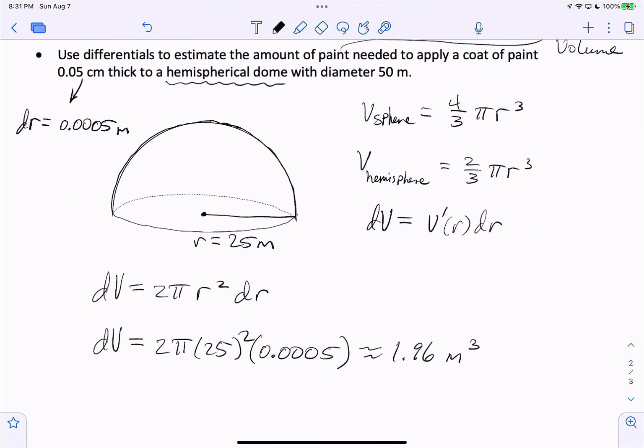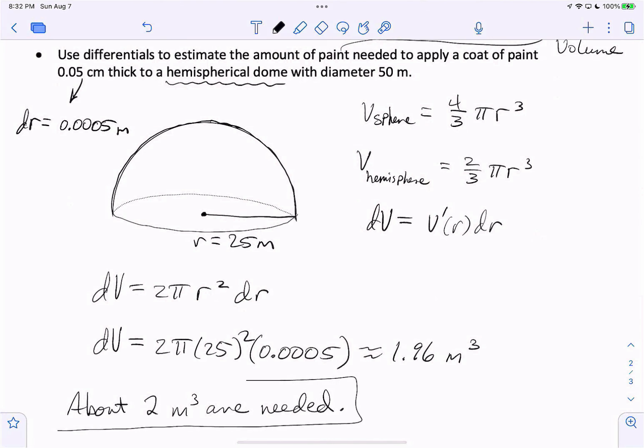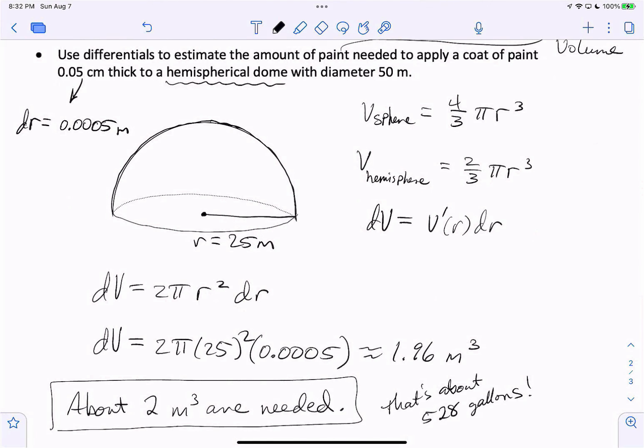How do I know it's cubic meters? Well, radius is in meters, that's radius squared, and dr is in meters, so that's radius cubed, or meters cubed. So we can say about 2 cubic meters of paint are needed. It doesn't sound like a lot. Check it out though. That's about 528 gallons.